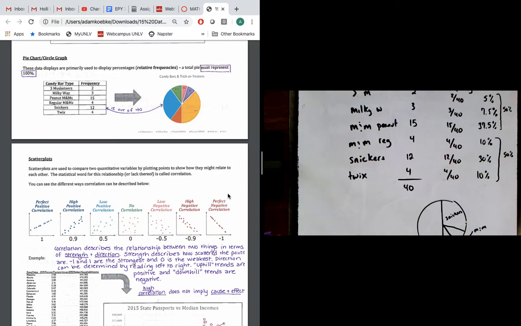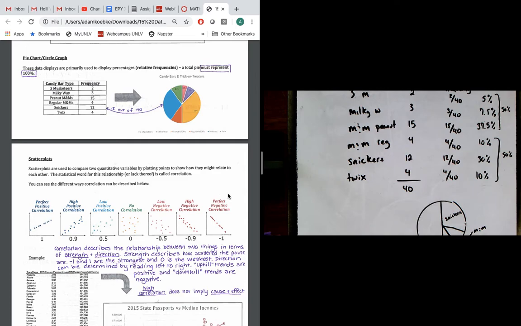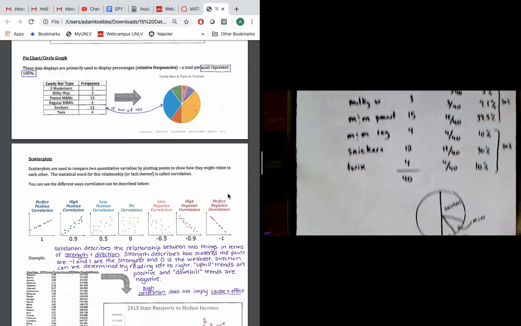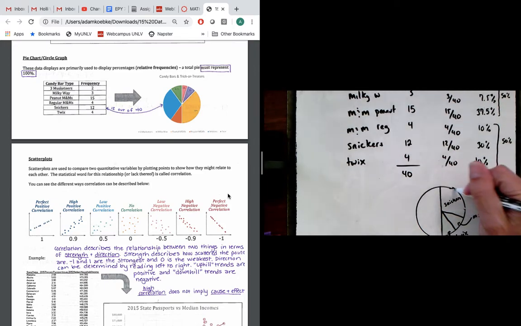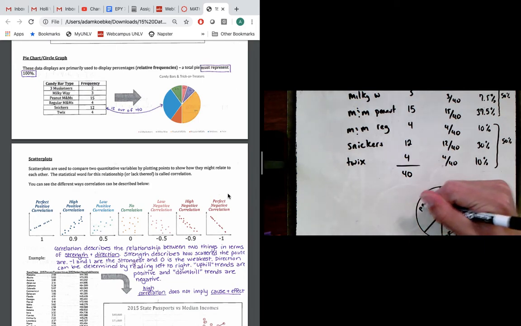Then I go back to my percentages up here, and I have a 5%, a 7.5%, and a 37.5% that I need to make. Now remember that this Snickers slice is 30% right here. So when I make this M&M peanut slice, 37.5% on the other side, it should be a bigger slice than this Snickers slice. I'm going to go down maybe like that. I'll say that that is my peanut M&M.